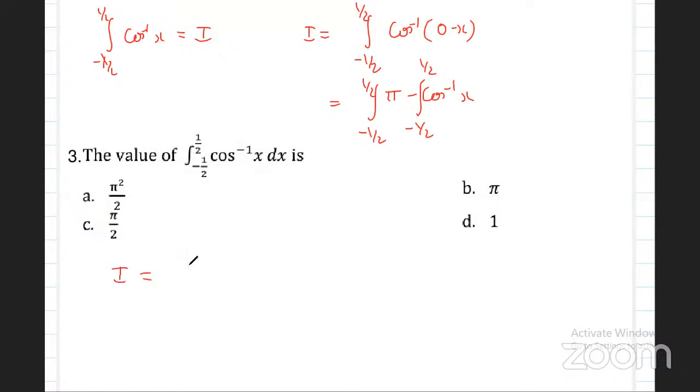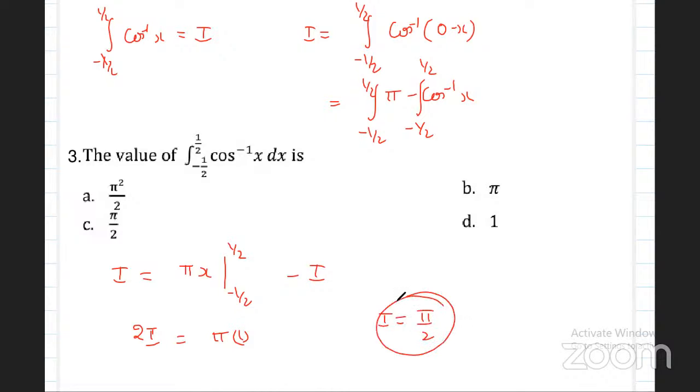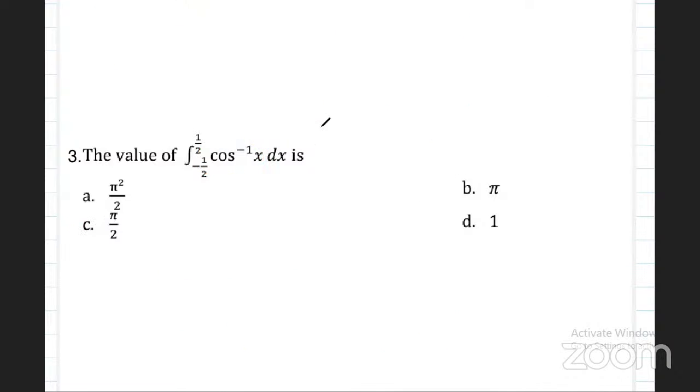Again, I is equal to pi times. After doing integration, you get x from minus 1 by 2 to plus 1 by 2, minus I. So this I you can take to this side, you'll get 2I, which is equal to pi times. So what will you get here? 1 only. Right. So hence I will be given by pi. So this is the best way to do it, rather than remembering the integration of cos inverse x. Right. The property is the simple way. This is given just to test whether you know the property. So you'll get option C. Everybody said this correct one. All of you clear, right? So this question.